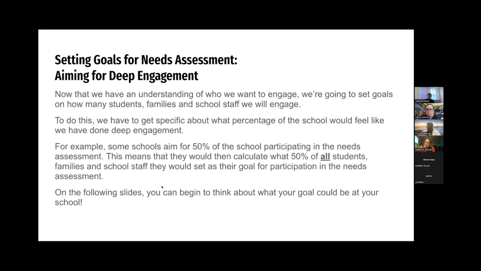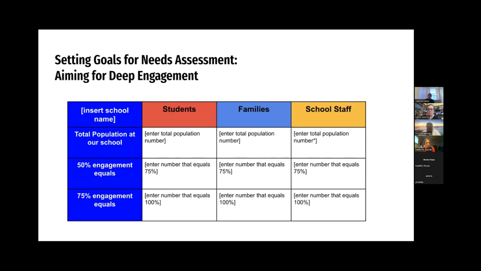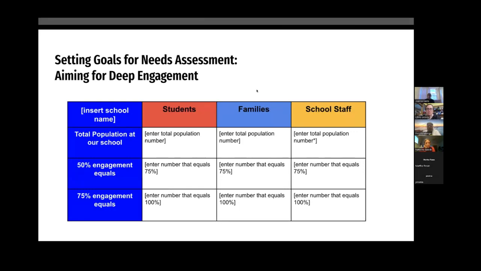So here's something that we want to help you really think about: making sure that there are goals that you're setting in a chart, right? We all love charts. So here we provide, and we have some handouts for you on this too, where you insert the name of your school. You're going to then look at your student population, your family population, and your school staff population. And then you're going to enter the number for 50% or 75% or 100%, whatever makes sense as your percentage goal, right?